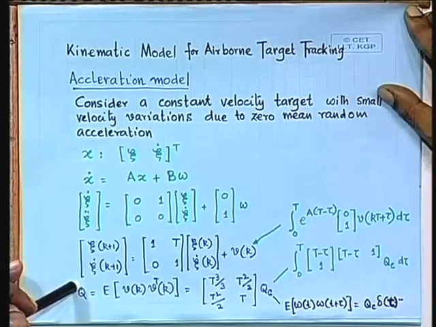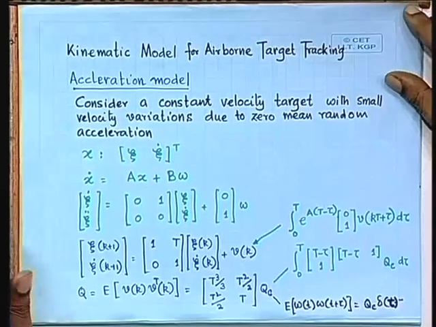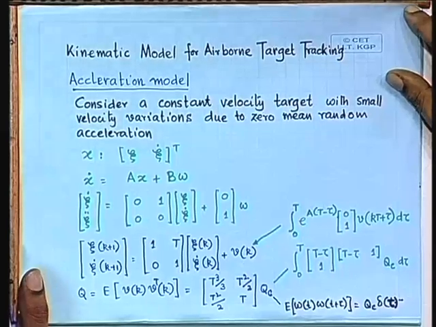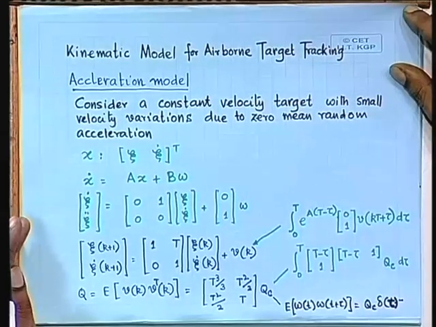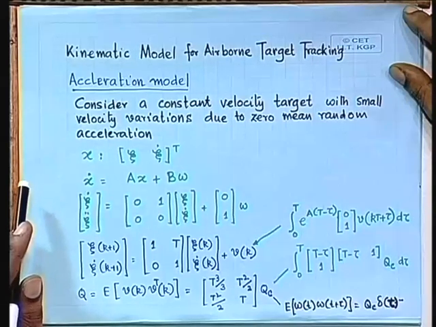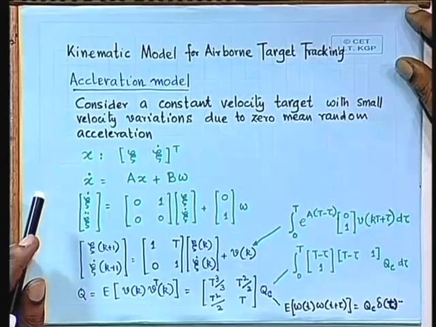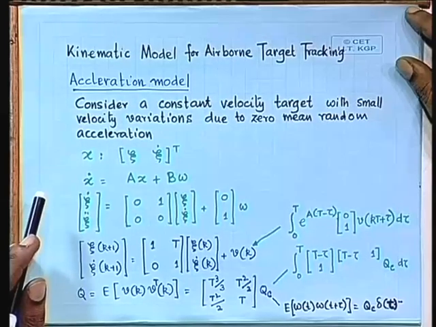What is my measurement model? Measurement model is simple. Measurement model is simply 1 0 into x, because I am getting sampled measurements of the position, that is what I am assuming. So my C matrix is 1 0. Now is this system observable? It is. What is C? C is 1 0. What is CA? 0 1. So the matrix C, CA is 1 0 and 0 1, it has full rank, therefore it is observable.